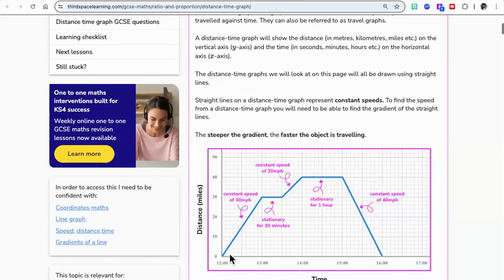Okay? So when I'm moving up, I've left my home. I took a break, probably for a drink, and then I continue my journey. I took another break, and then I'm returning home. Okay? So what do you need to know? You need to know that the flat lines are your rest periods. When the line is consistently moving, that means that the person is in a constant speed of movement.